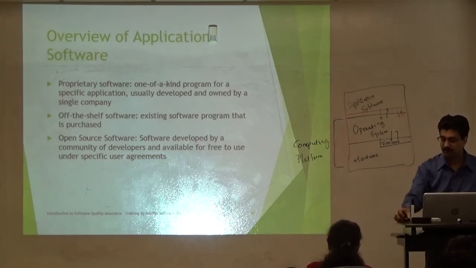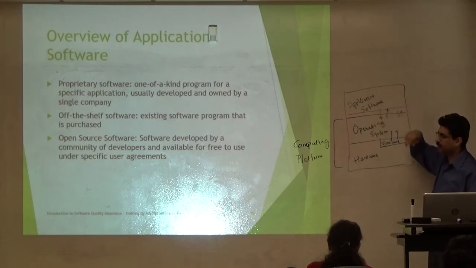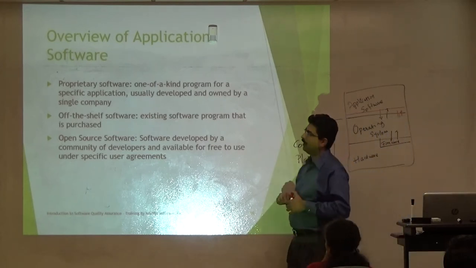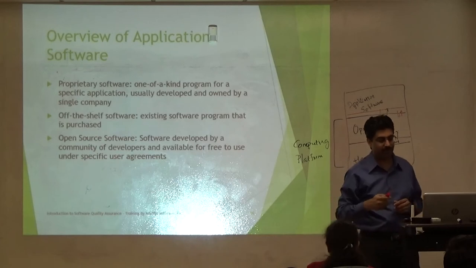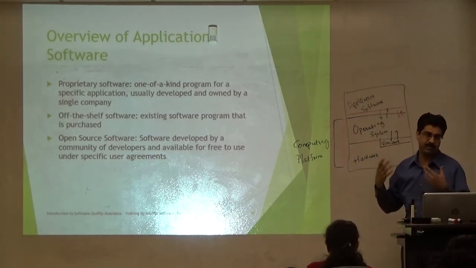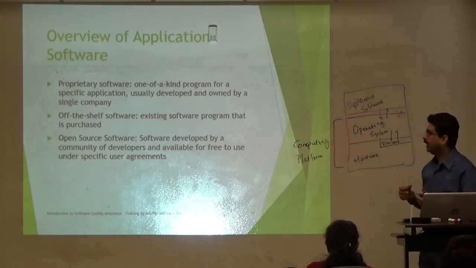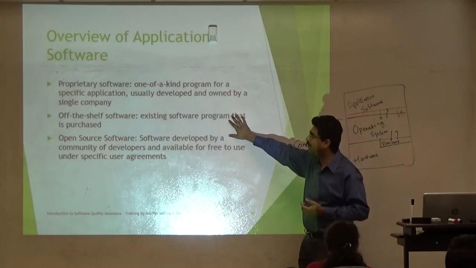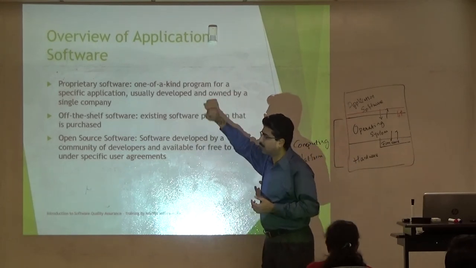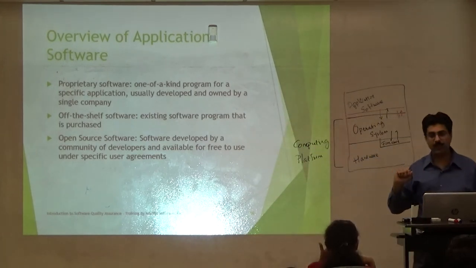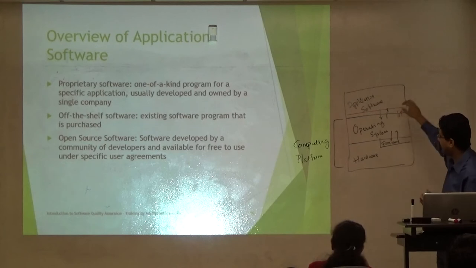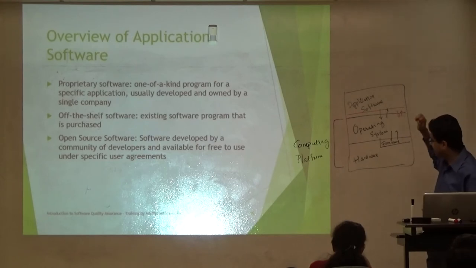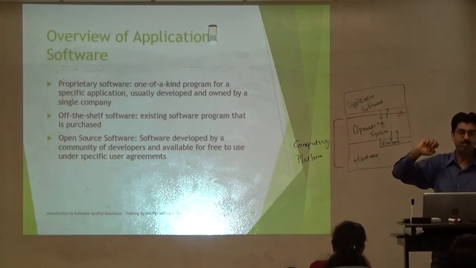So within the application software world, you're going to see three different classifications. Often when you talk about it, people will ask, is this custom software or something that I can buy? That is a similar concept when you talk about the types of application software. The first one is proprietary software. This is essentially application software that you wrote for a specific purpose, and it's built by a specific company.